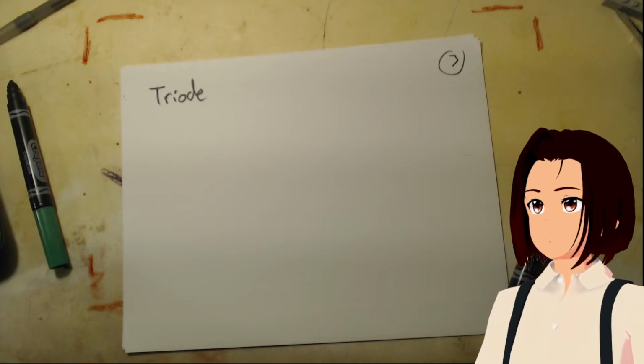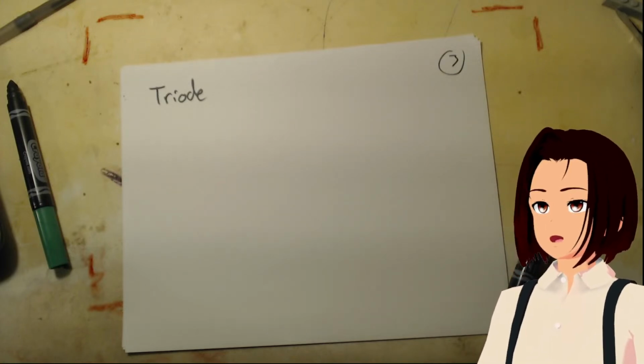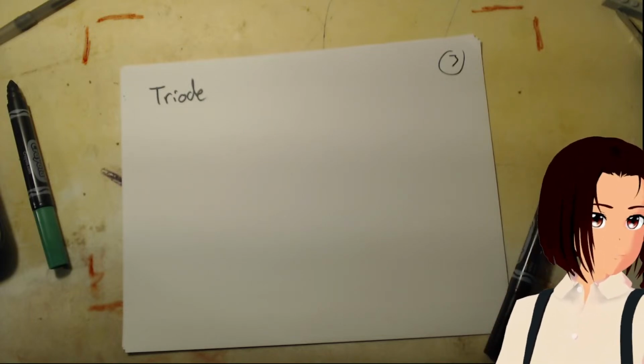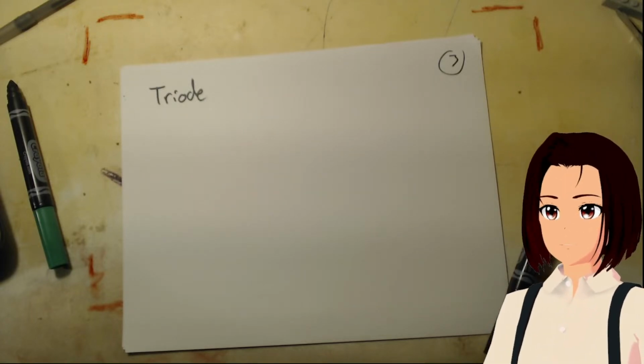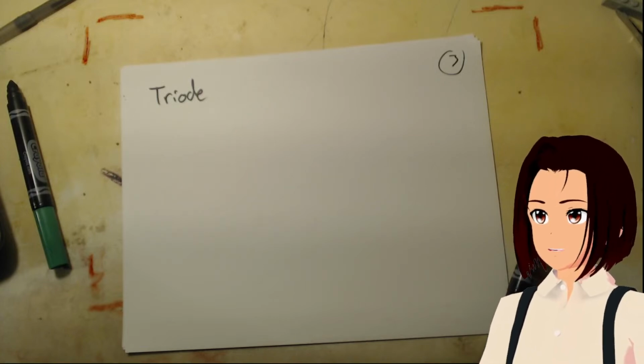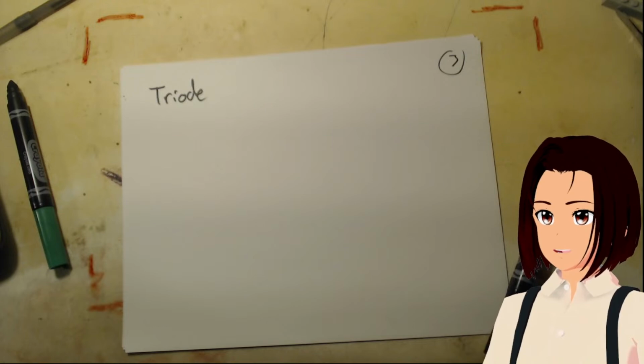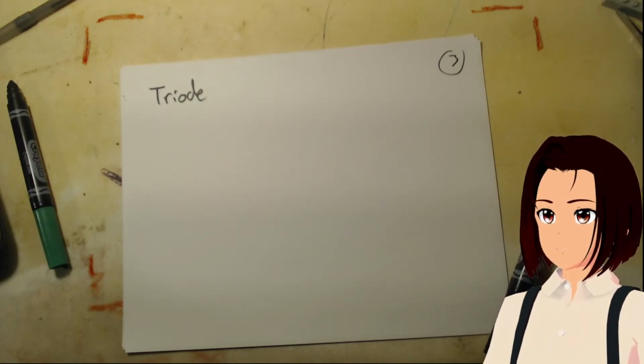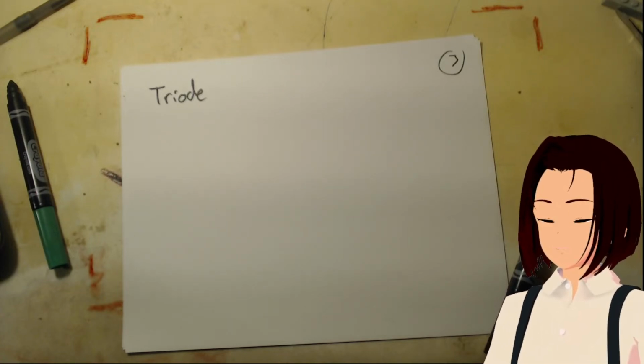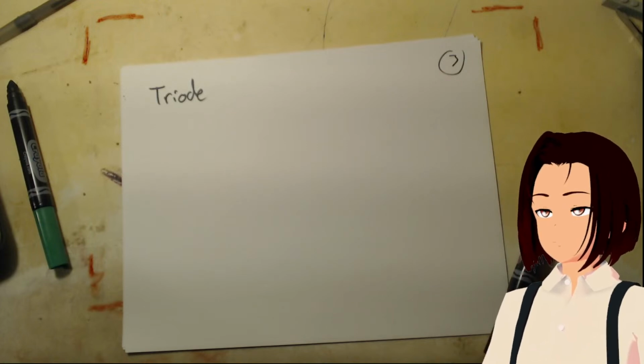Actually, hang on. What's this? We want to know how we could do it. How could we control the electrons, and how can we change the rate of the electrons? Do you guys have any idea? Any idea?